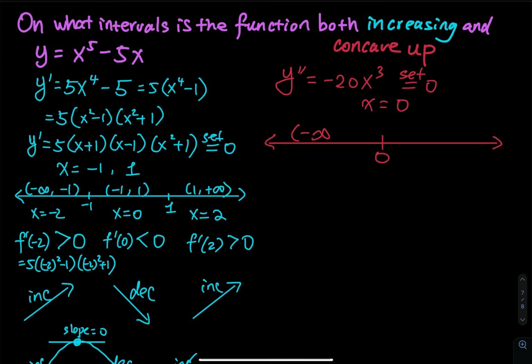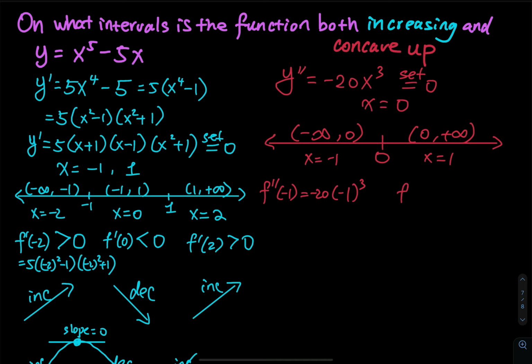You draw a number line, and then put a 0 right in the middle. The 0 cuts the number line into two intervals, from negative infinity to 0, from 0 to positive infinity, and then you pick a test value. Don't pick big numbers, pick something small, easy to handle, and then you plug it into f double prime. So f double prime of negative 1, that is negative 20 times negative 1 to the third, and then f double prime of 1, that is negative 20 times 1 to the third.